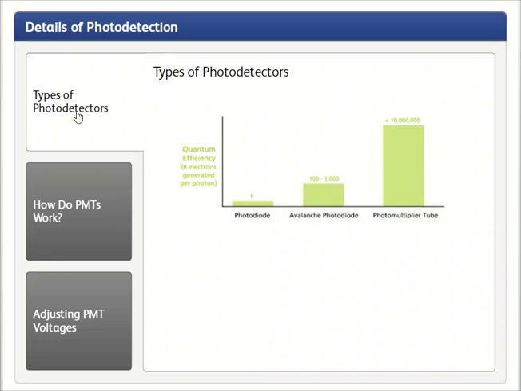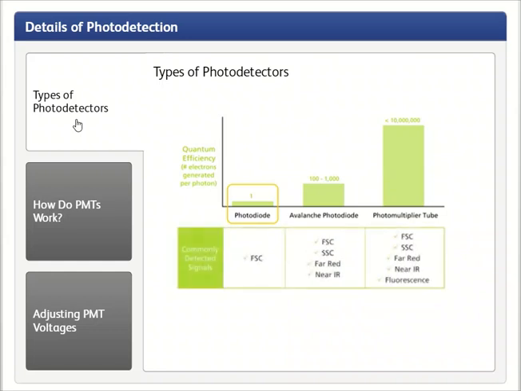Among the photodetectors used in BD cytometers, photodiodes have the lowest efficiency. They generate only 1 electron per incoming photon. Typically, photodiodes are used to detect very strong signals, such as forward scatter light, FSC.